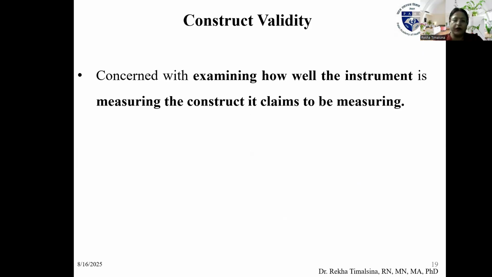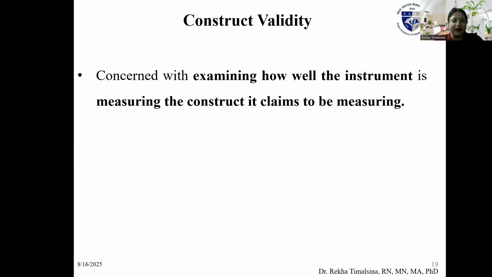Now, turning to construct validity, which is concerned with examining how well the instrument is measuring the construct it claims to be measuring. Establishing construct validity of an instrument is more difficult than establishing other types of validity. There is no single best way to study construct validity. In most cases, it should be demonstrated from a number of perspectives.